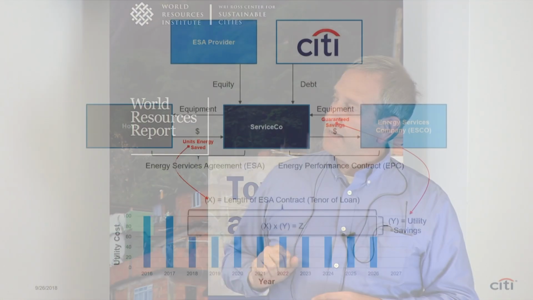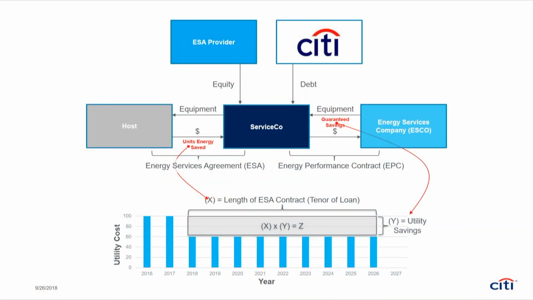only wants to pay for performance, right? It's true pay for performance. So in this model, a third party comes in the middle here, you can see that, and that third party enters into two contracts. It enters into the contract with the ESCO, not the host. And then it's entering into a separate contract with the host, essentially saying, host, you're only going to pay for units of energy saved.